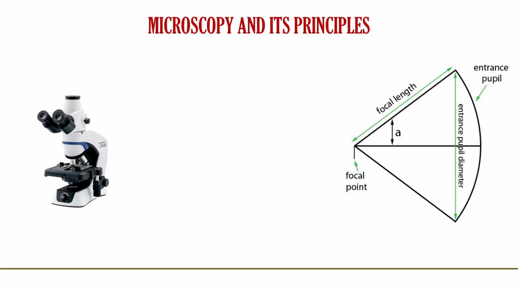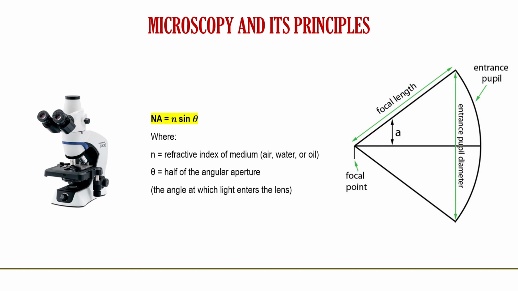Numerical aperture. Numerical aperture, NA, is an important optical property of a microscope objective lens. Numerical aperture is defined as the product of the refractive index of the medium between the specimen and the objective lens, and the sine of half the angle of light entering the lens. It is expressed by the formula NA equals n sine theta, where n equals refractive index of medium, air, water, or oil. Theta equals half of the angular aperture, the angle at which light enters the lens.